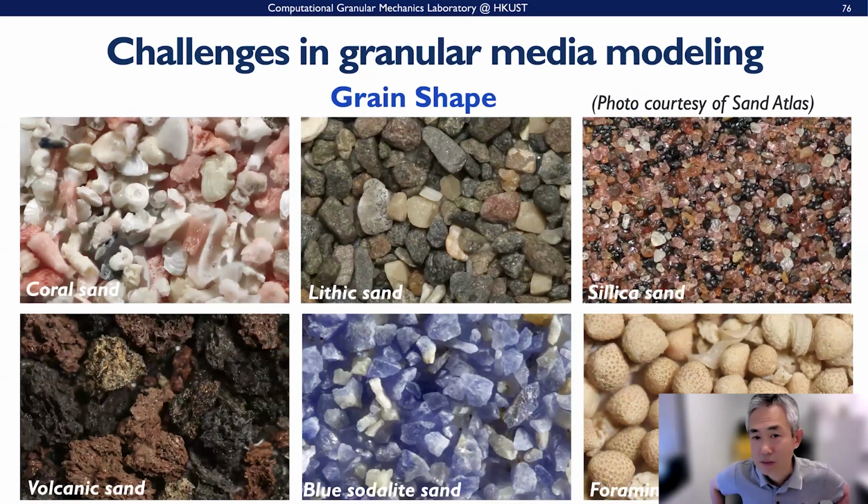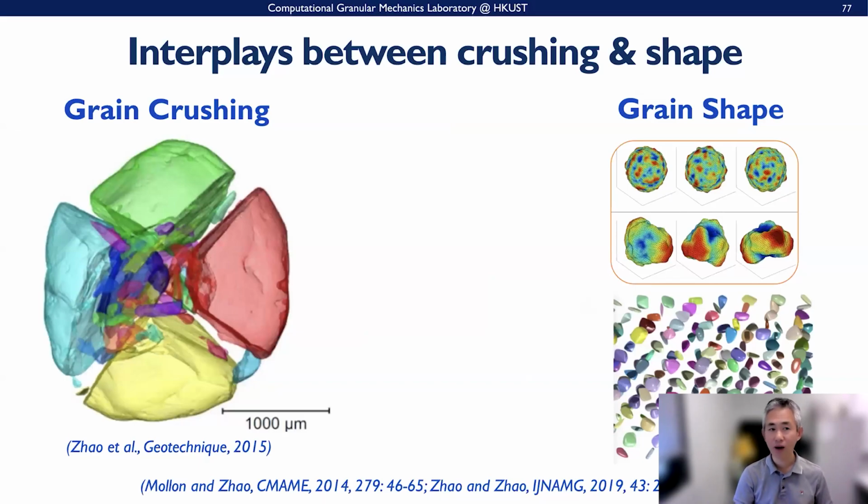Another challenge would be the grain shape. Natural sand has quite a variety of different shapes, and how to describe the shape mathematically and mechanically and model them is challenging here. If we combine grain crushing and grain shape together, they pose a combined challenge. There will be interplay, because the shape will affect the individual particle crushing, and when we crush, the shape definitely changes, and then how we model the interaction in the assembly will be challenging.